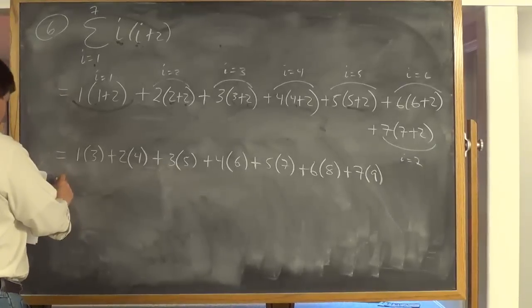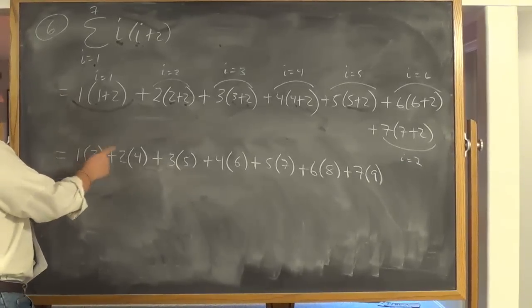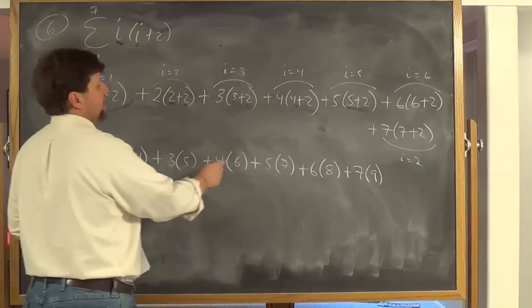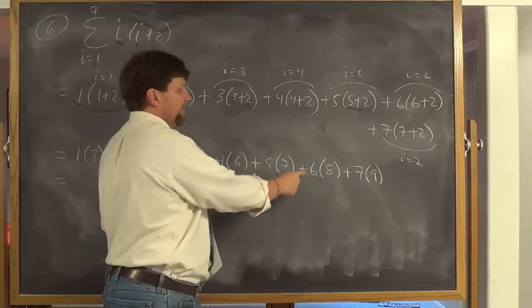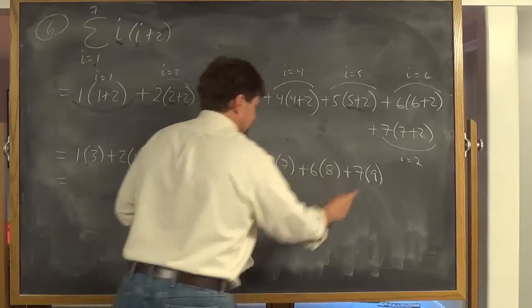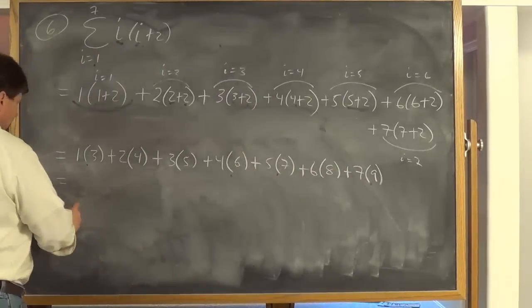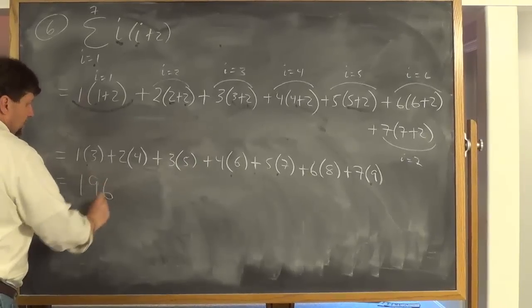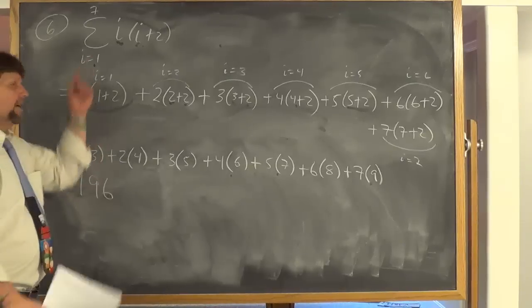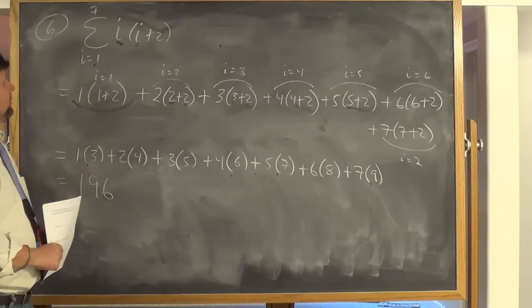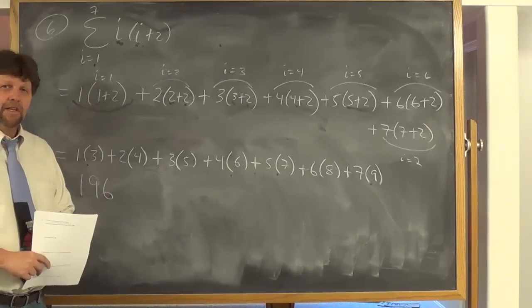And if you do this multiplication, you'd have a 3 plus an 8 plus a 15 plus a 24 plus a 35 plus a 48 plus a 63. You should get 196 to be the sum of that series. And that's it for number 6.